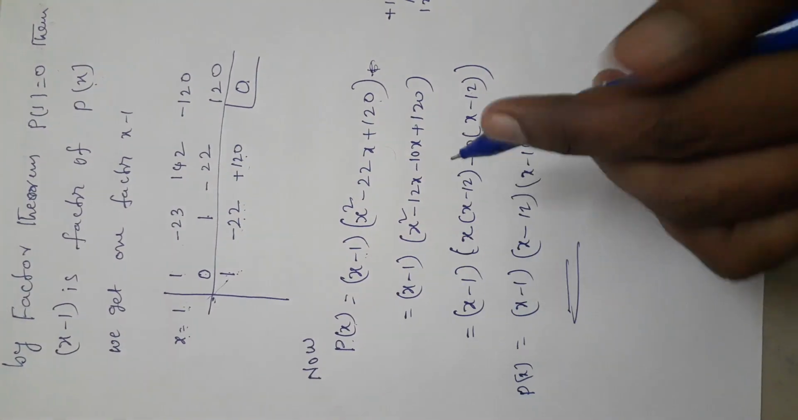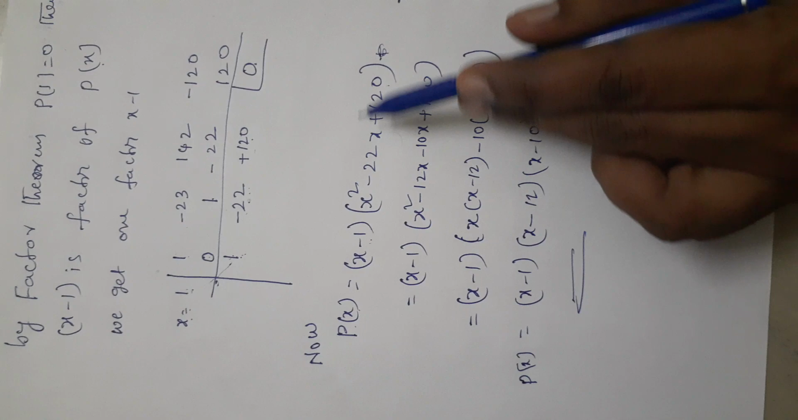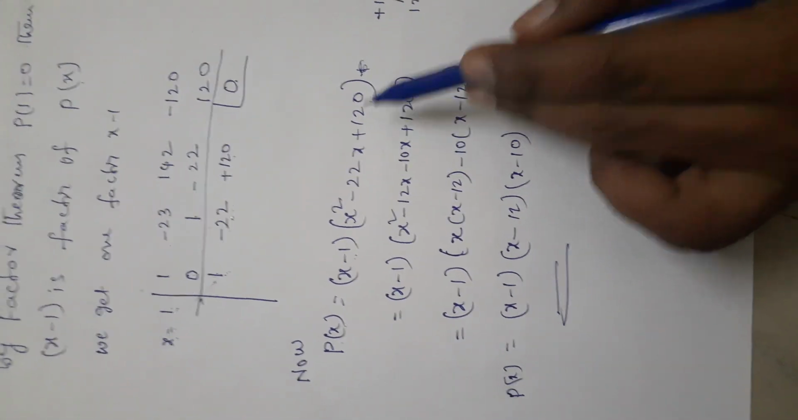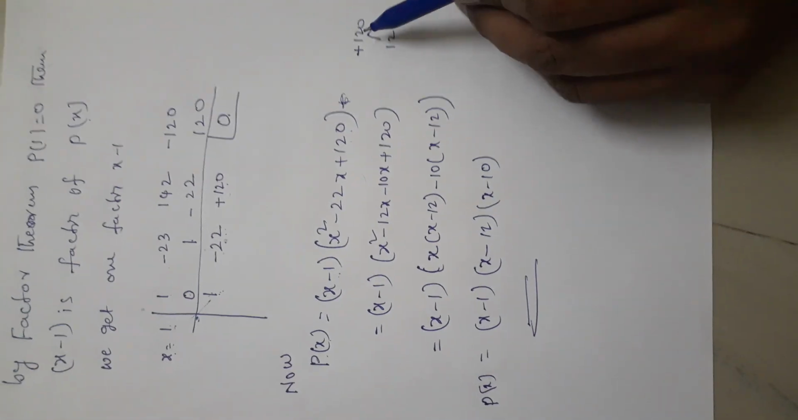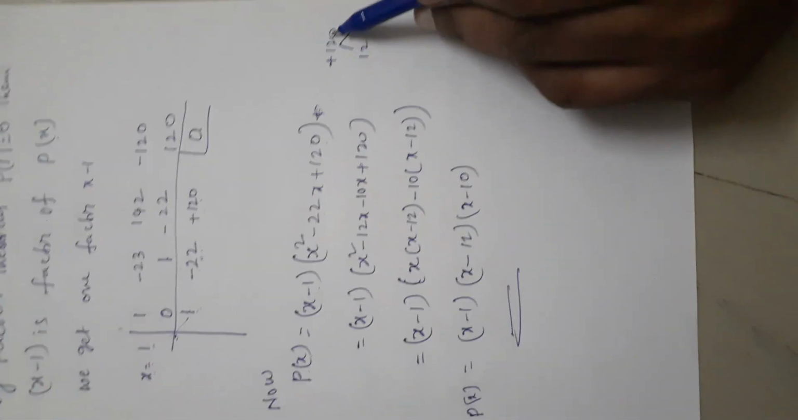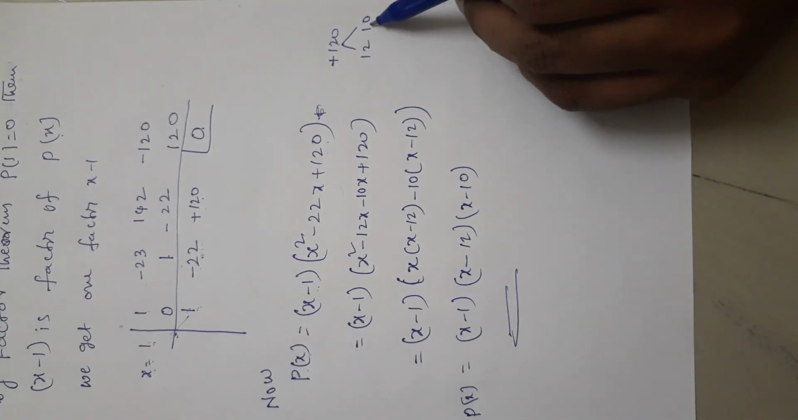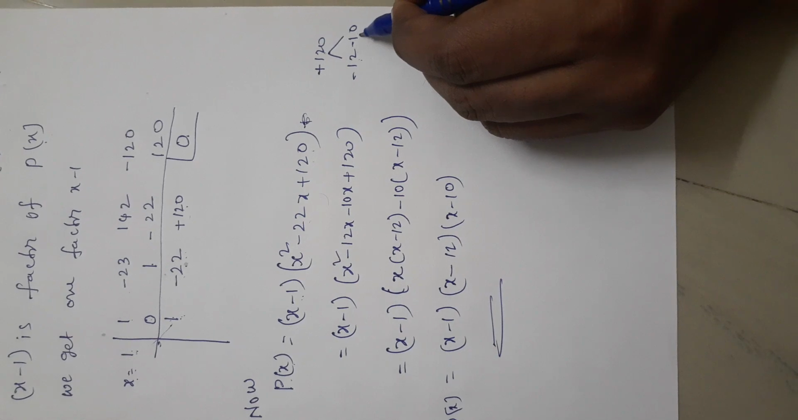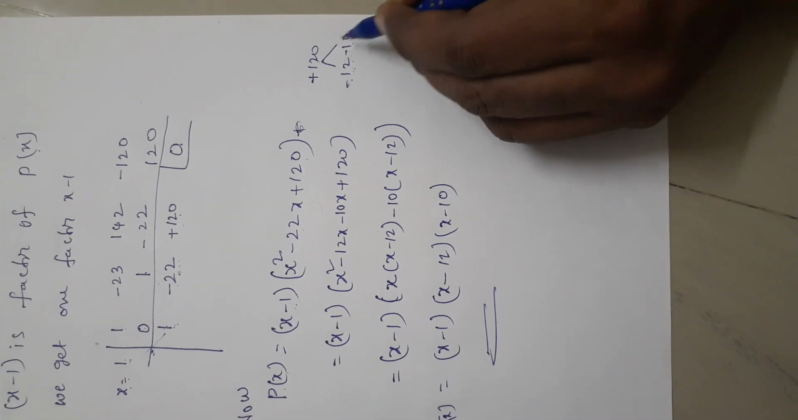Now p of x has these two factors. Again we know how to factorize a quadratic, by splitting the middle term. Here 1 into 120 is 120. We need two numbers whose product is 120 and sum is minus 22. 12 tens are 120, but I want the sum to be minus 22, so we keep both minus: minus 12, minus 10 gives minus 22. If you multiply these two, minus into minus is plus, 12 tens are 120.